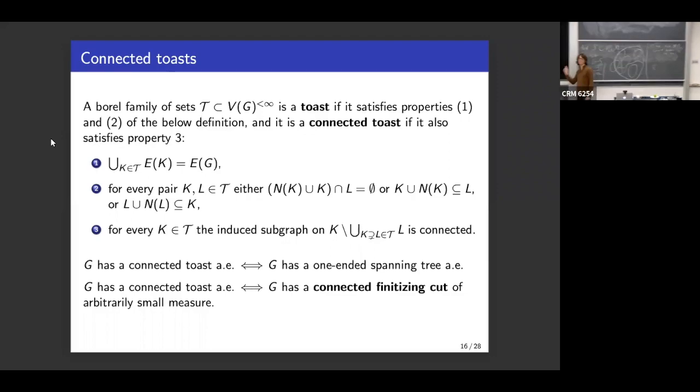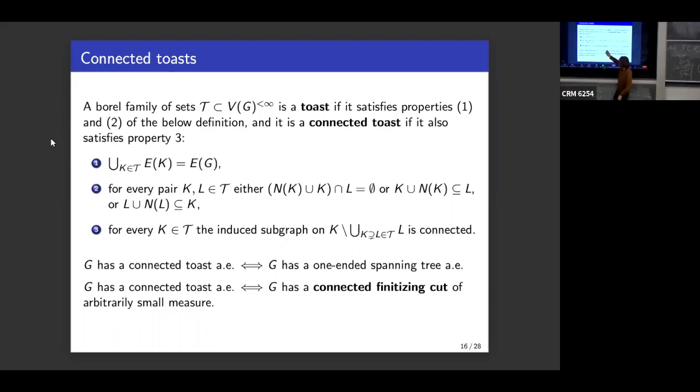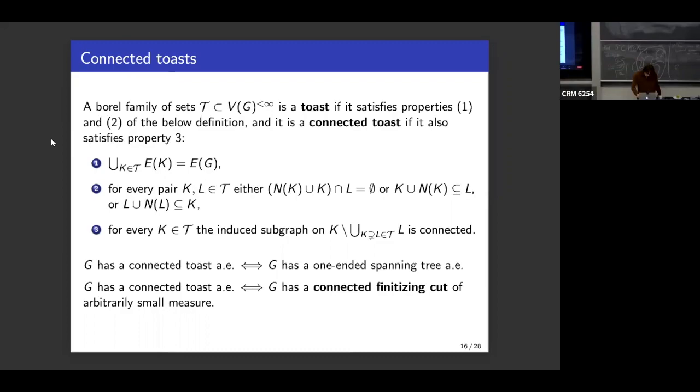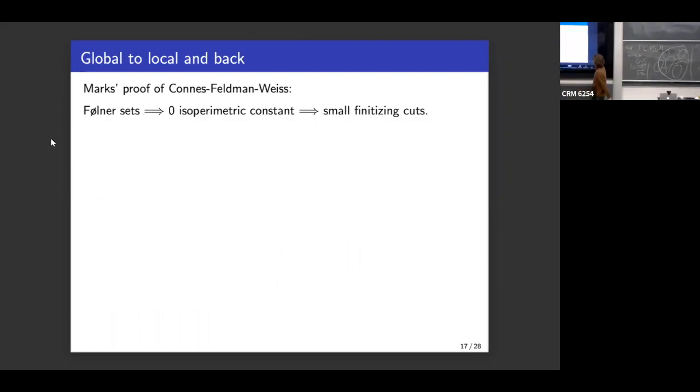So again, the plan is to find connected tori, to find scanning trees. To do that, we want connected finitizing cuts. So I guess I have about 10 minutes left. So the final question is, how are we going to find these small finitizing cuts?